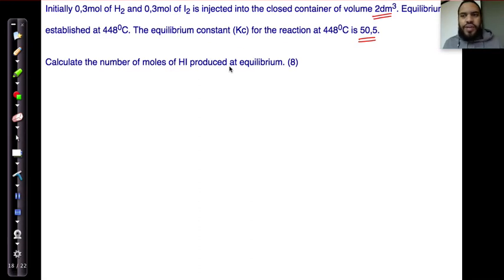This question is talking about injecting things, it's giving you the volume, and it's giving you initially. These are all the keywords that we've seen in previous questions. However, in this particular question, they don't ask you for the equilibrium constant. Rather, the question says calculate the number of moles of hydrogen iodide produced at equilibrium.